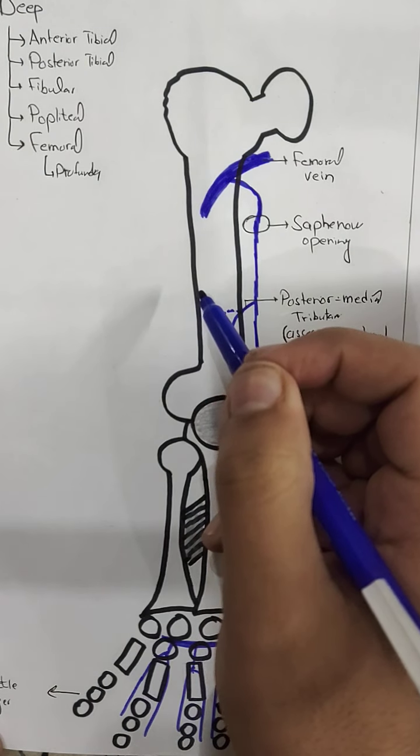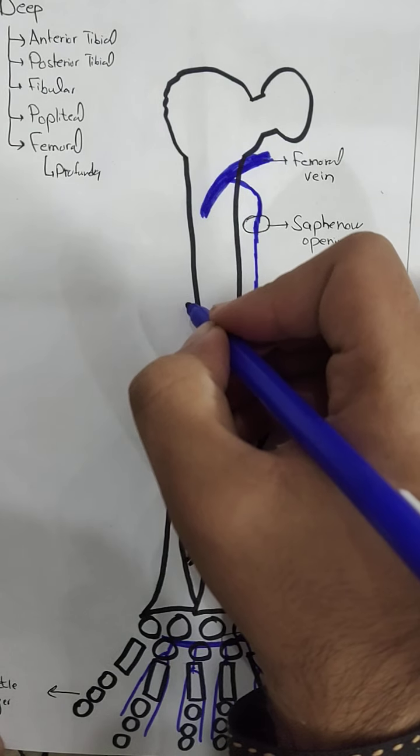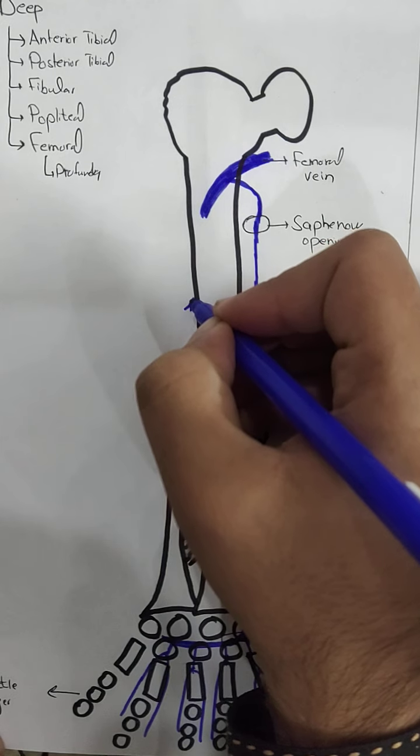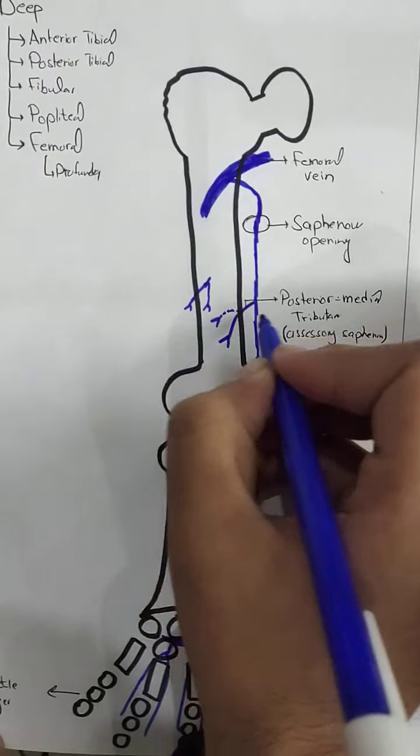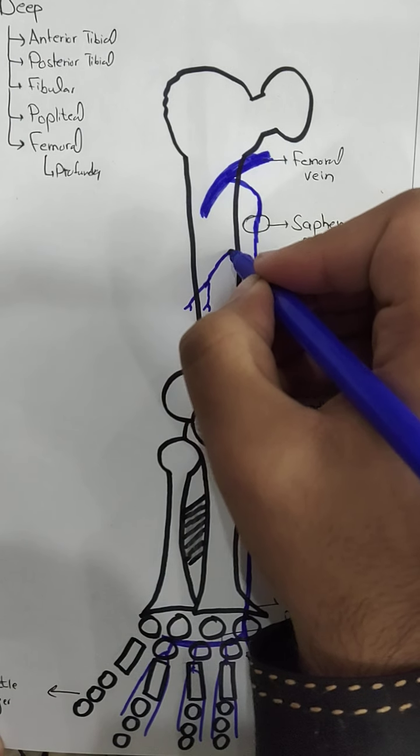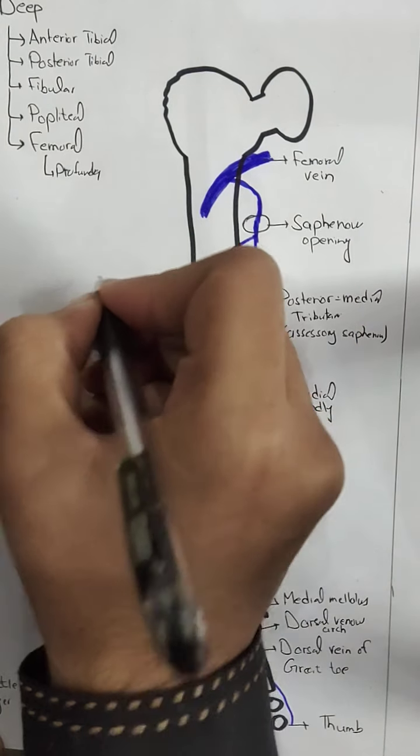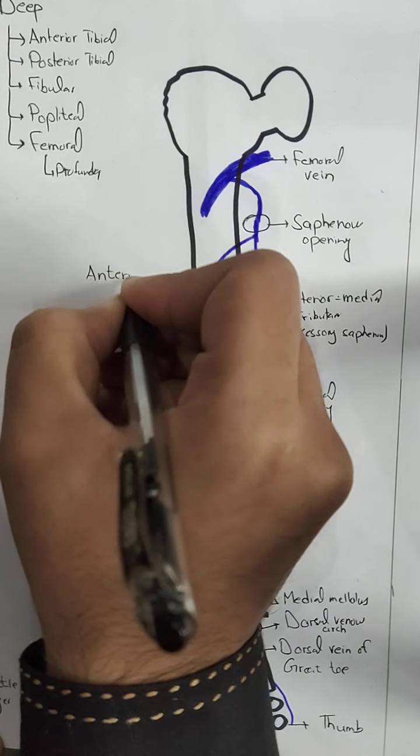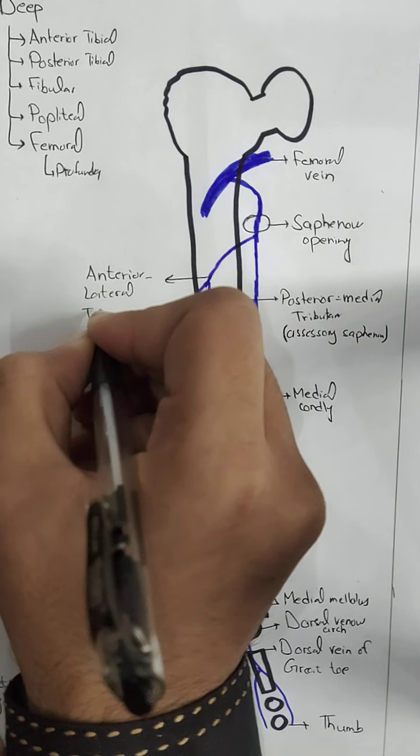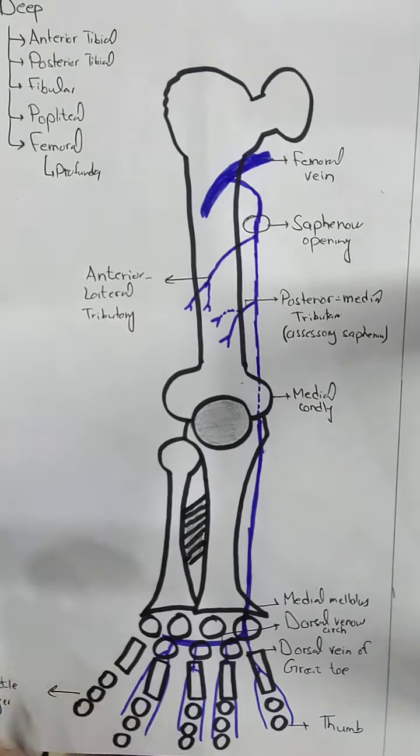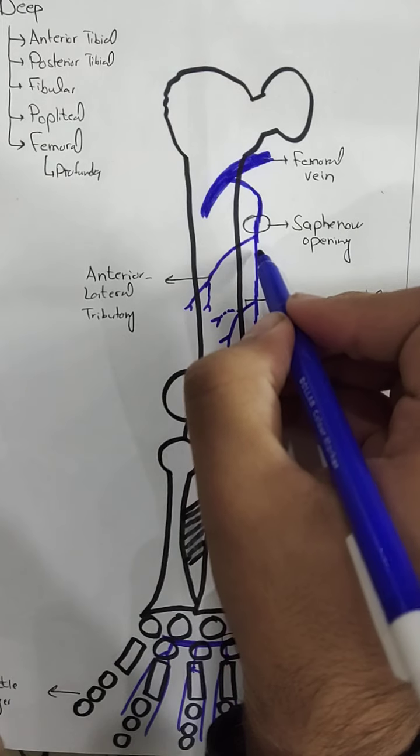Then there will be another tributary, which will be the anterior lateral tributary. It will originate at its level, but it will enter very superior to it. This will be the anterior lateral tributary.